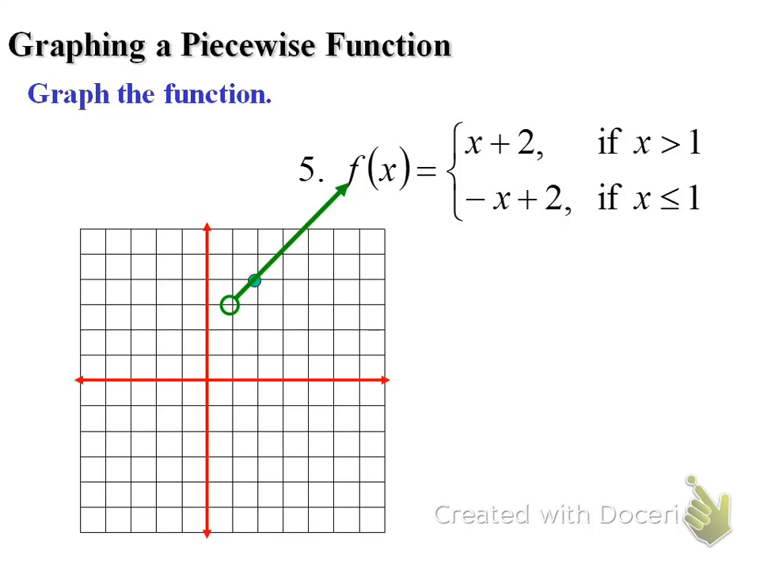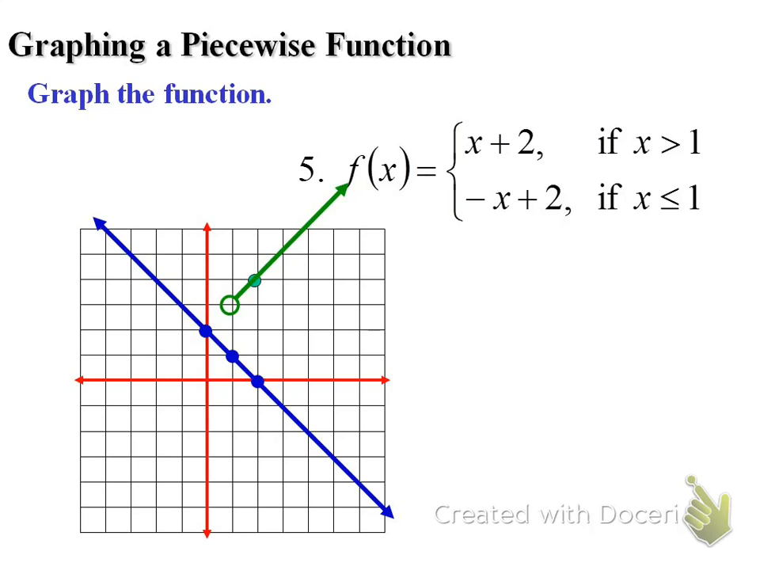All right, let's finish this problem. We still have the other part of the function to graph. So if I was going to graph y equals negative x plus 2, I would start at 2, but now I'm going down 1, right 1, down 1, right 1. So very lightly I'm going to consider that line.